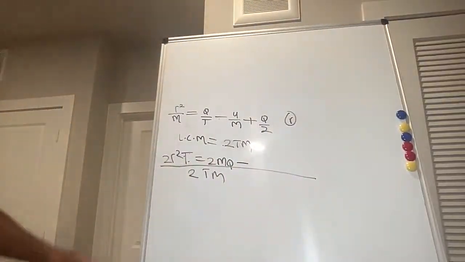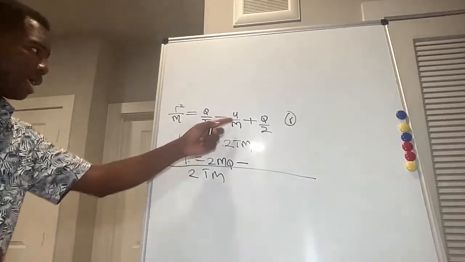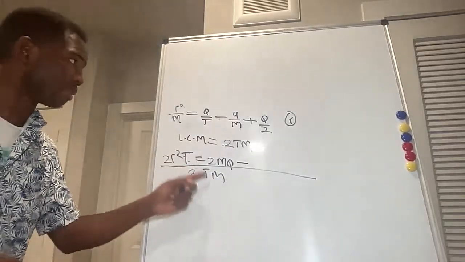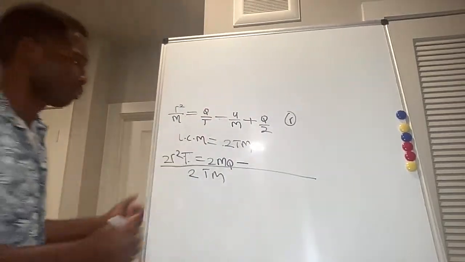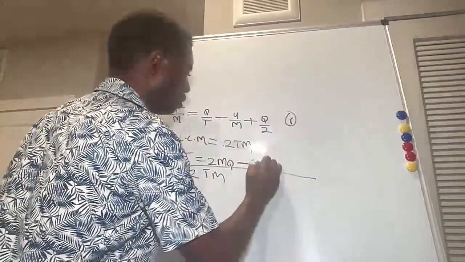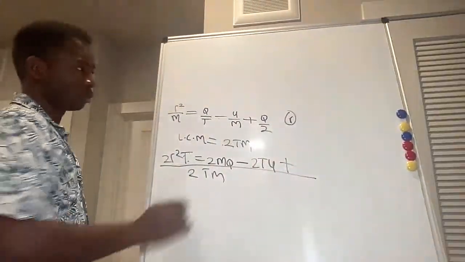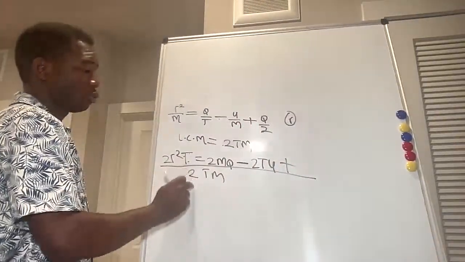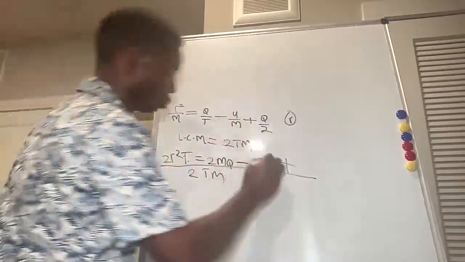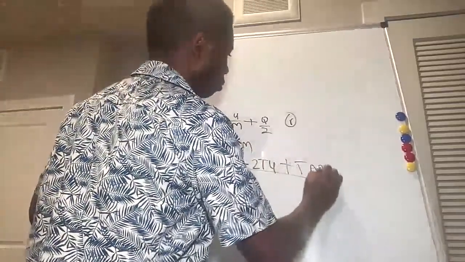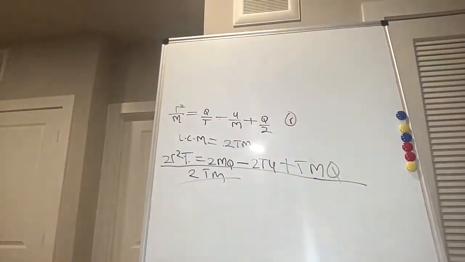Your sign is M divided by 2TM. 2TM divided by M is going to give you 2T. Then 2T times U, 2TU. Bring your sign, plus. 2TM divided by 2 is going to give you TM. TM times Q, TMQ. You are done with your LCM.